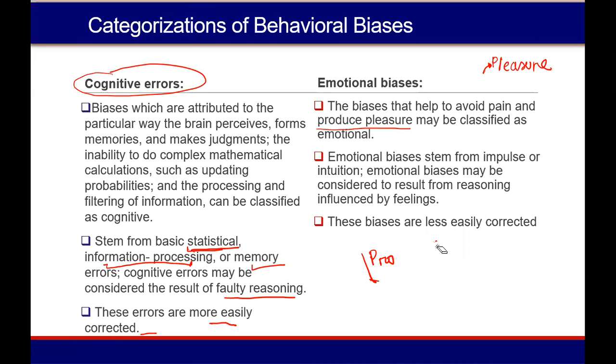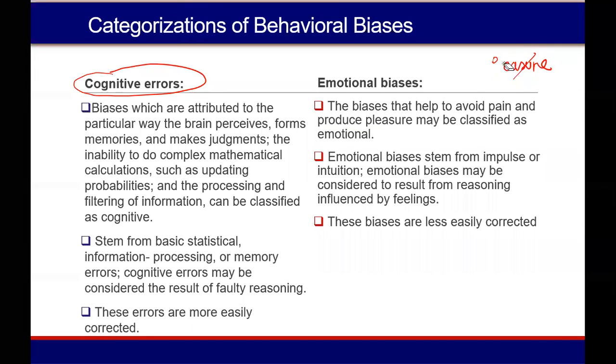So it can be easily corrected if your biases arise from information processing or statistical processing. If you are aware of these errors, you can correct them. But the emotional biases, say, it has been found that males in general, as I already shared with you, have been found much more overconfident than females.